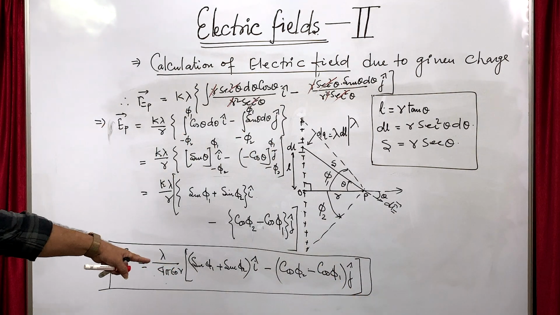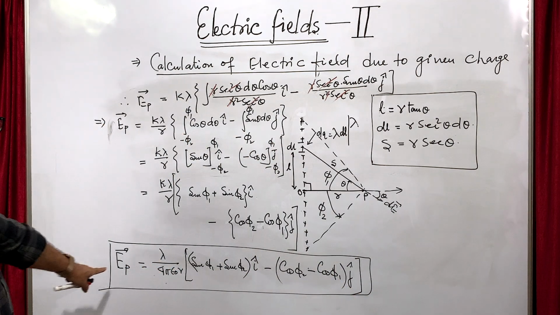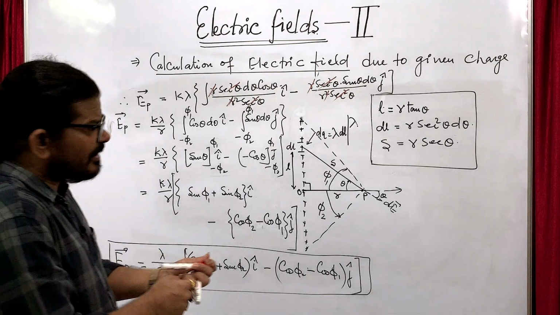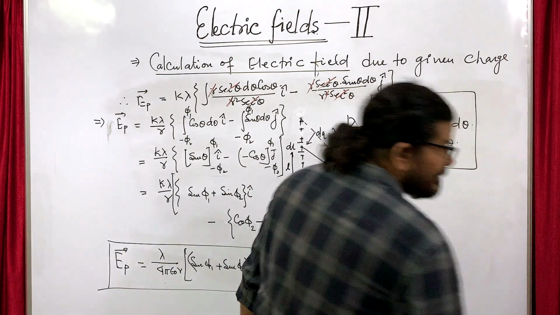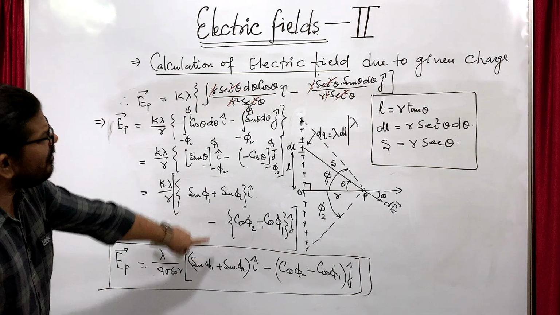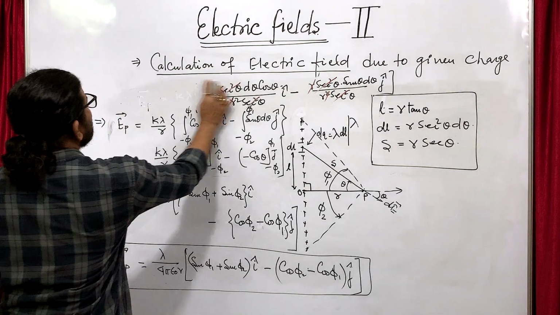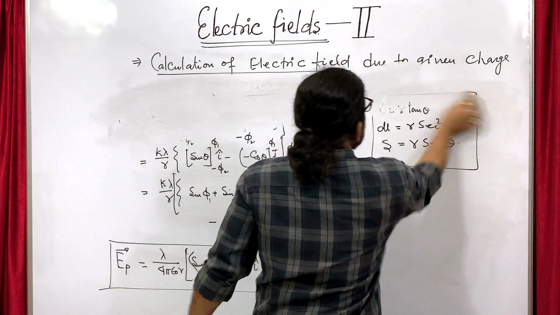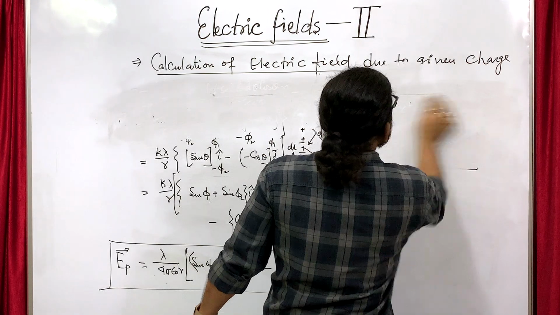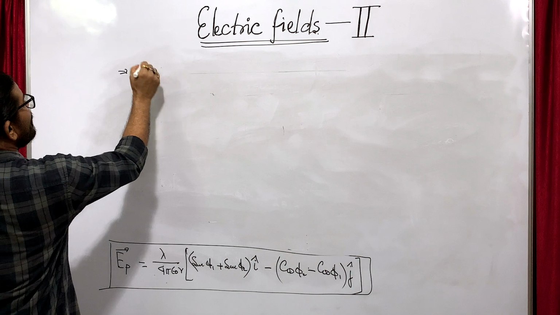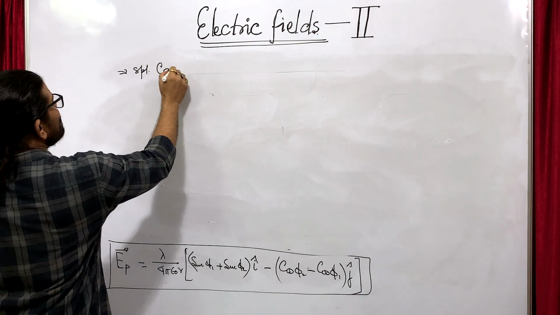So you can write here the electric field. So this is the electric field, the general formulation for a finite linear distribution of charge. Now we will discuss some of the special cases of this expression or this distribution. Here, some special cases.